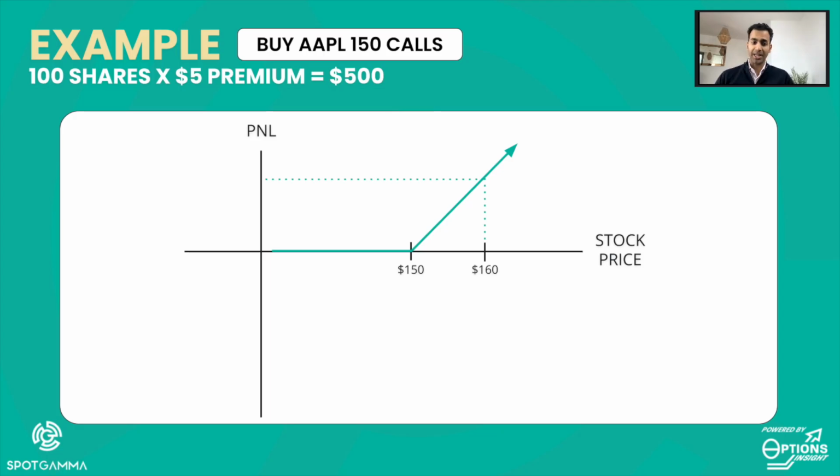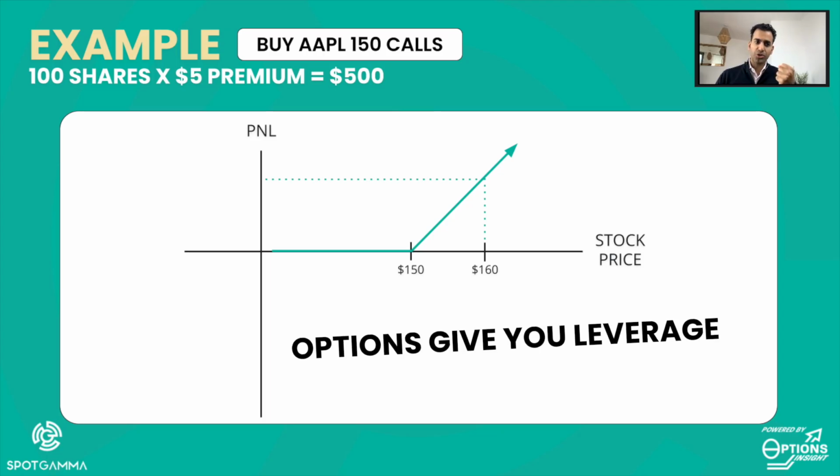And arguably, if the stock rallies, we can potentially make quite a lot of money from that initial investment of only $500. So this is another reason why people trade options. Options give you leverage. This call option gives me the right to buy 15 grand worth of shares, and it's only costing me $500.